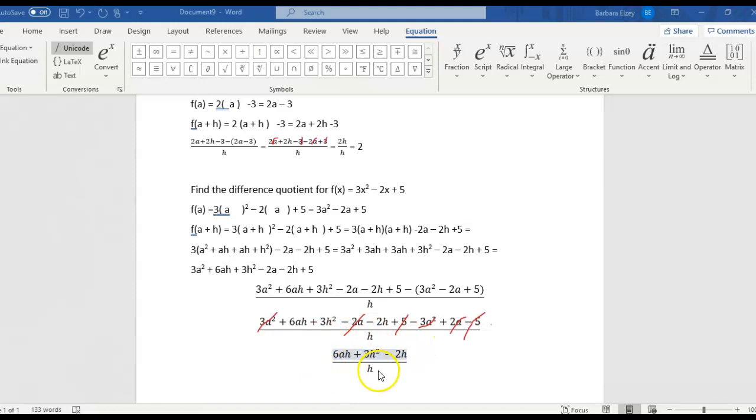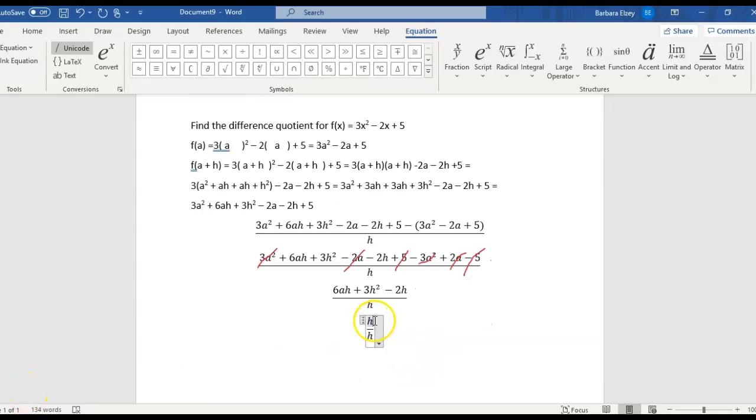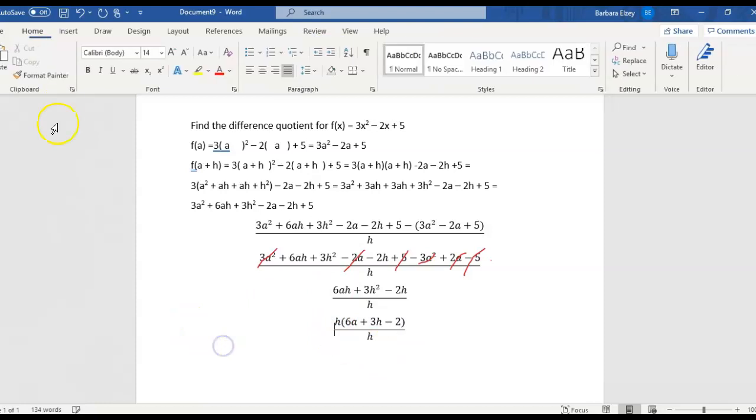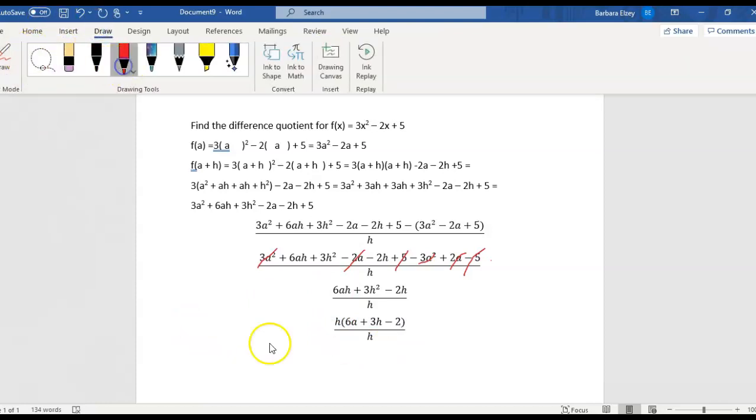So we'll factor that h out. So let's factor that h to the front. So when we do that, our first term will have just 6a. Our second term will have 3 and a single h because we took one of them away. And then our third term, the h will be gone, so we'll have a minus 2. And now that we have that h factored out, let me go back to my draw feature, I'm allowed to cancel this h right here with the h in the bottom. And what I have left, this right here, is the answer to my difference quotient.